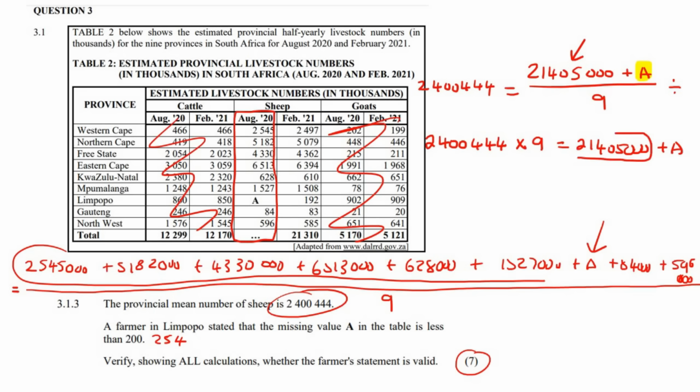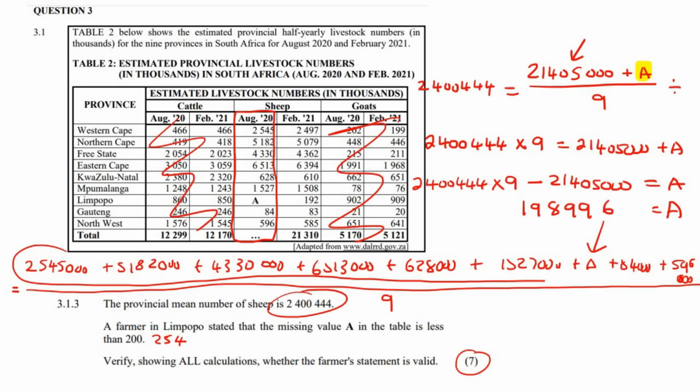Now we need to take this part to the left. So what is currently in the middle over here, or in the front of this sign? It's currently a positive. So when you take it to the other side, it becomes a negative. So you're going to end up with 2,400,444 multiplied by 9, take away 2,140,5000 equals A. Go ahead, type this left-hand side on your calculator, and that'll give you 198,996. That is the answer for A.